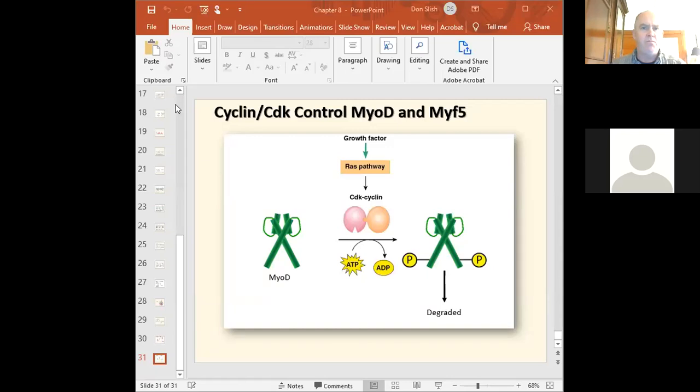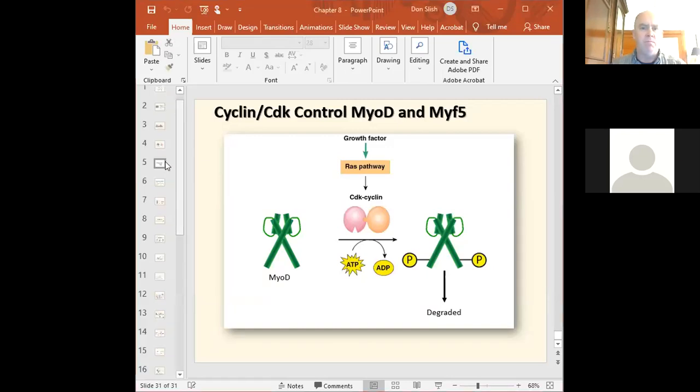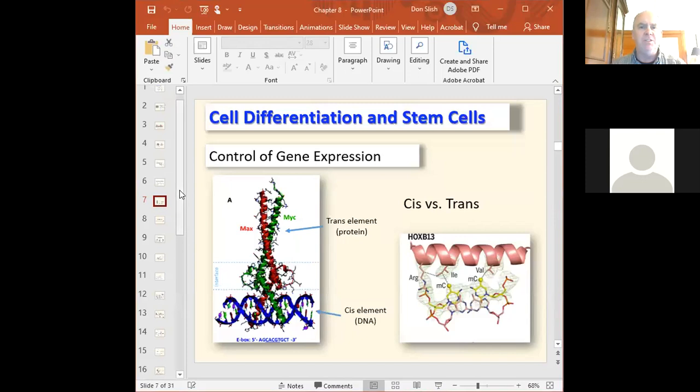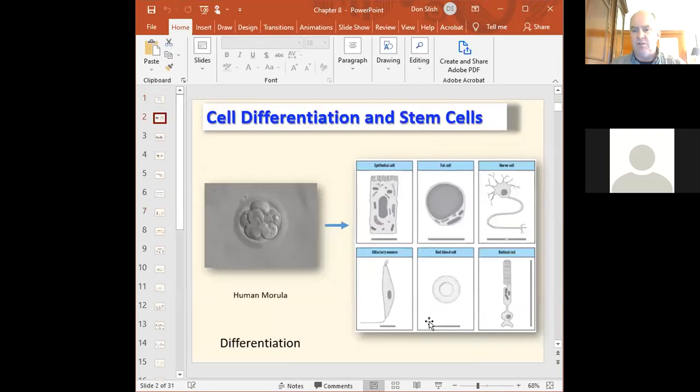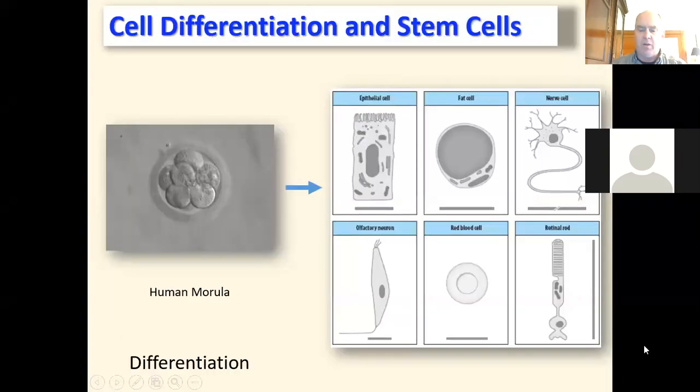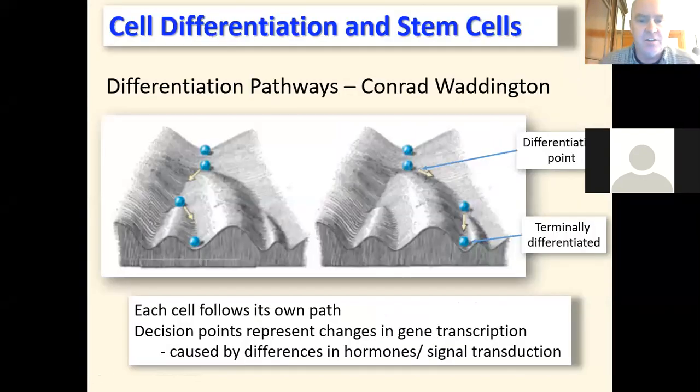Okay, so let me just do chapter 8 again, and then we'll get to that and I'll repeat it when we get there. So chapter 8 is all about differentiation and how cells go down a pathway to become differentiated. And that's this model here, Conrad Waddington. Is that an English name or what? Conrad Waddington. So each one of these decision points involves hormone combinations hitting a cell. And depending on the hormone combination it sees, it's going to go right or left.